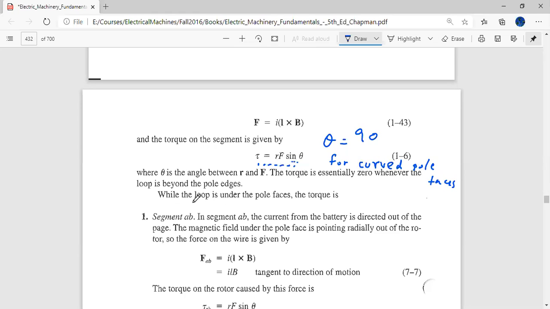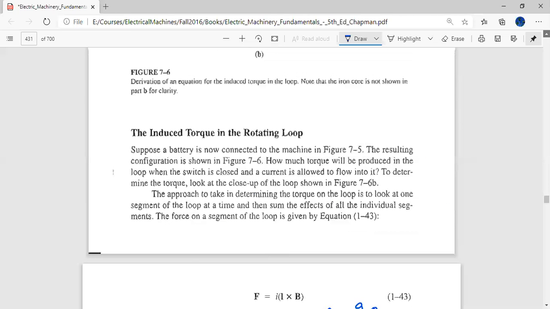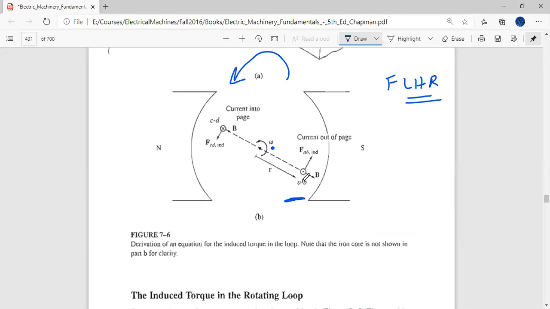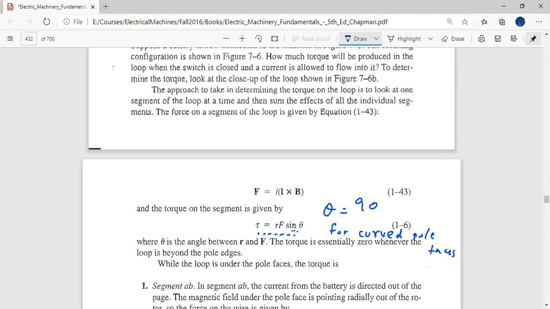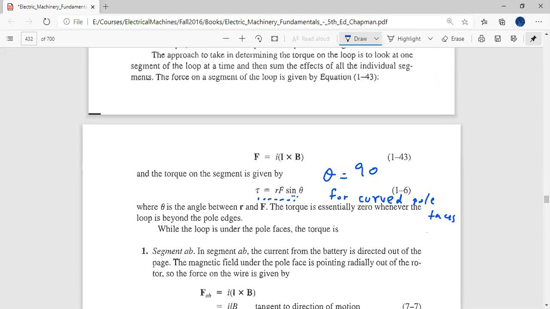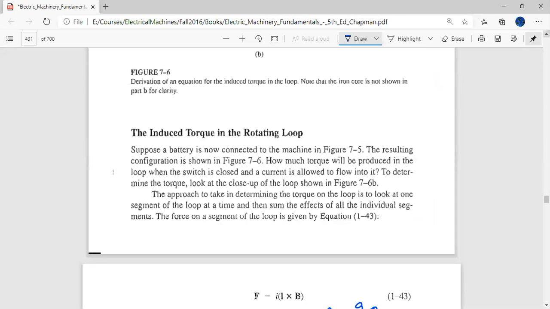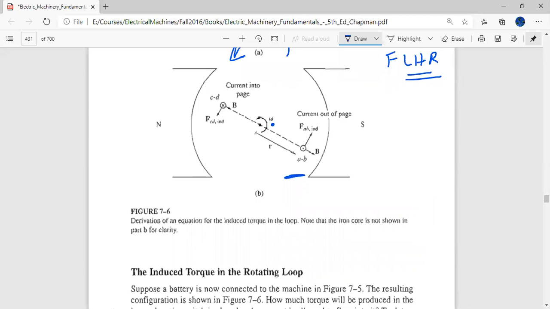Okay, so when we look at the segment AB, the direction of F is this, B is this, and the current is coming out of the page. So what we need to do, we need to calculate L cross B. L is taken as the direction of the current. So again, in order to find the resultant of L cross B, you can take your first finger in the direction of current, second finger in the direction of the field, and the L cross B is in the same direction as this F.